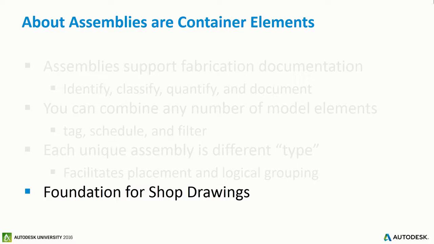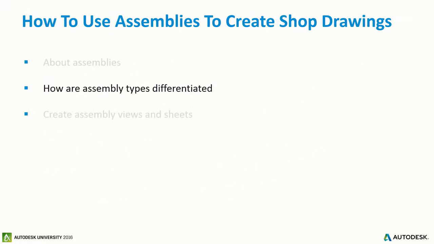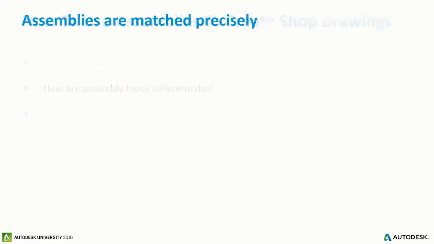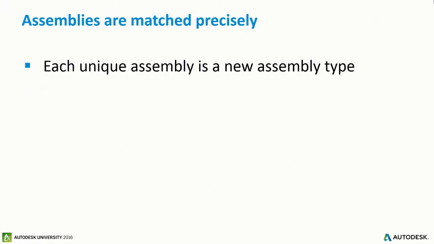In the Revit workflow or in the Revit mindset, when they designed assemblies, they also wanted it to be the thing that allows you to know that they're the same. So if we put the same components and pieces in, Revit can know that they're the same. There's a problem with that, though. It comes with some strings attached. So how are assembly types differentiated? Each unique assembly is a new assembly type, and we'll look at that in a minute.